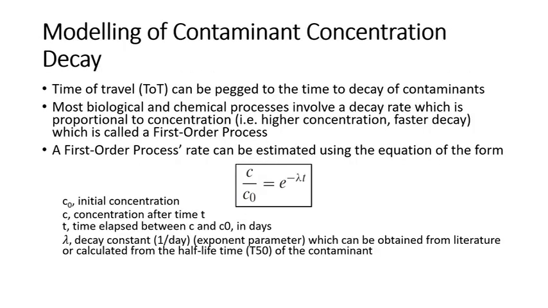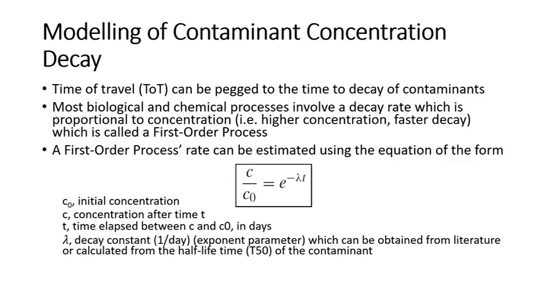Alright, as discussed earlier, we can peg the travel time to the time for the contaminants to decay. And note, most biological and chemical processes which involve a decay typically involve a decay rate which is proportional to their concentration. So it means that the higher your concentration is, the faster your decay rate will be. And this is what we call a first order process.